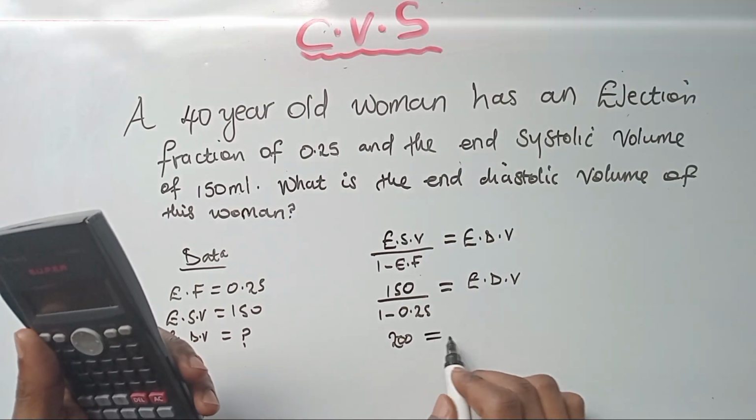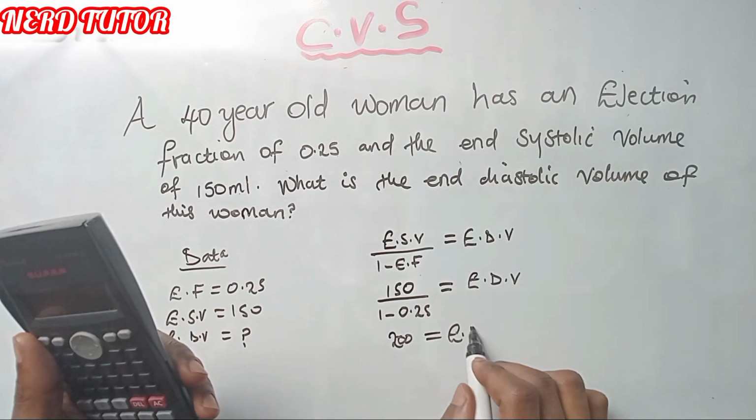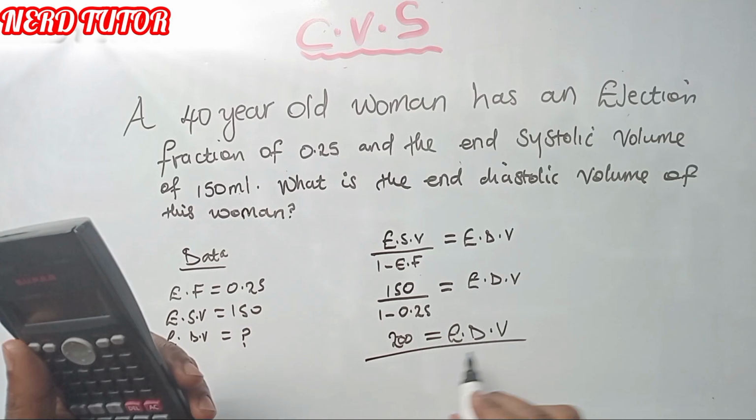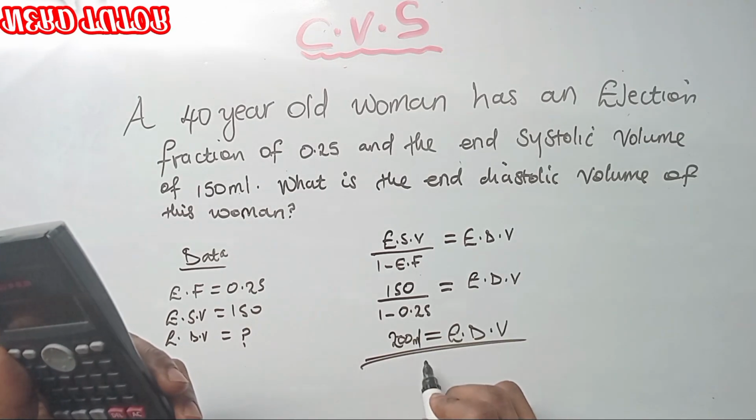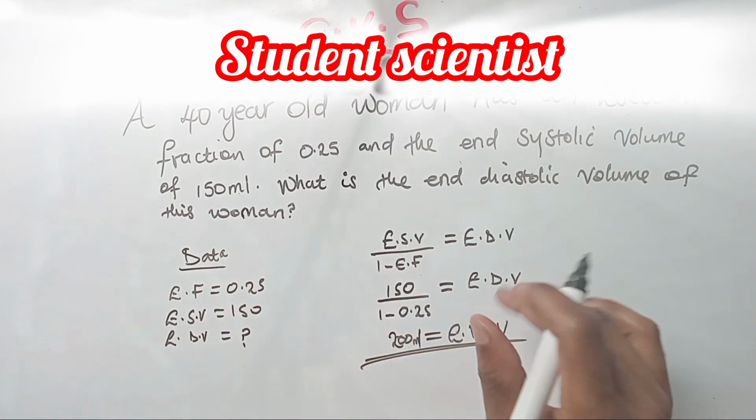So 200 will now be equal to the end diastolic volume. So this is our answer, and of course in mils. Okay, so this is how you get to solve this kind of question.